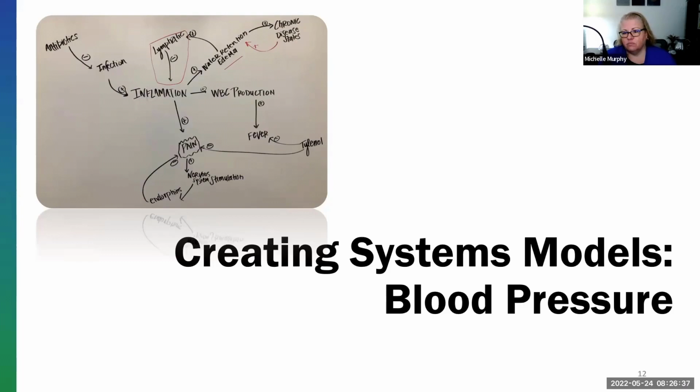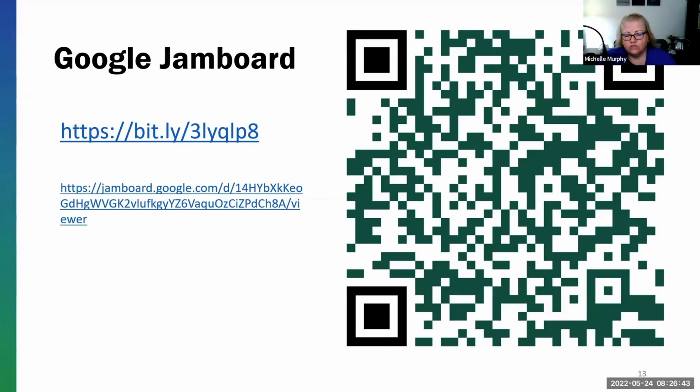So when we build one together, we're going to use Google Jamboards. So if you would go to Google Jamboards, you can do it on your phone. You can do it if you're online on a computer. That's not going to let me make my pen smaller, but that's okay. We're going to start with blood pressure.